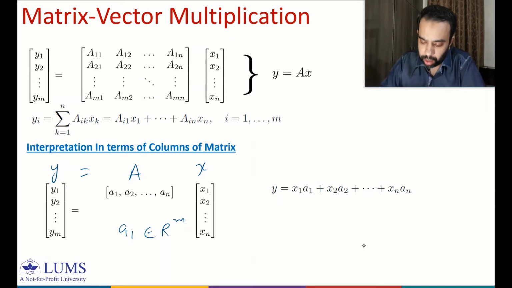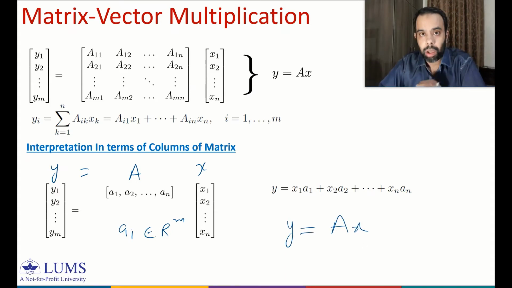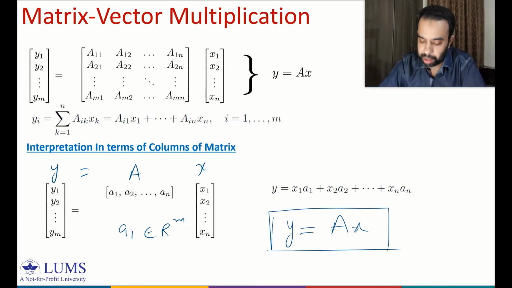So here a1, a2, an are columns of A, x1, x2, xn are scalars, and these scalars represent the entries of a vector x. So we can say y is equal to Ax is a linear combination of the columns of A, where the coefficients of the linear combination are given by entries of the vector x. So this is another interpretation of the matrix vector product in terms of columns of a matrix. Before we talk about more interpretations of matrix vector product, let's talk about some applications in which we use this matrix vector product.